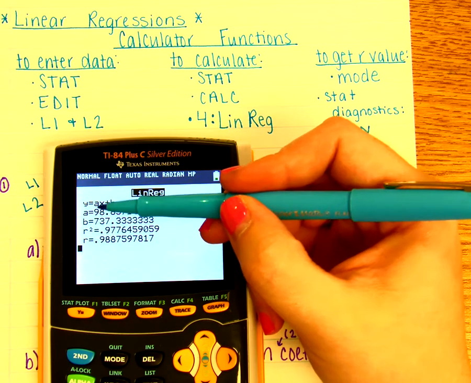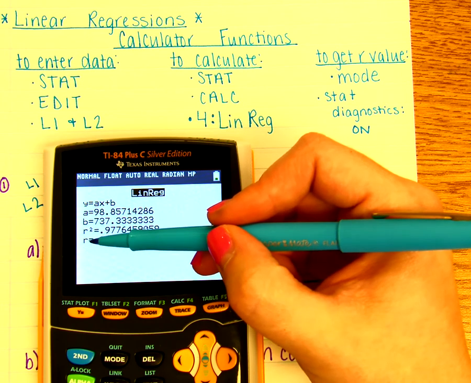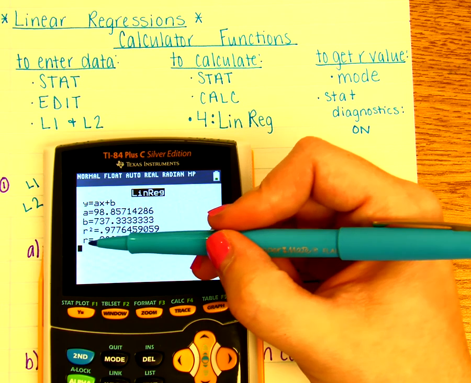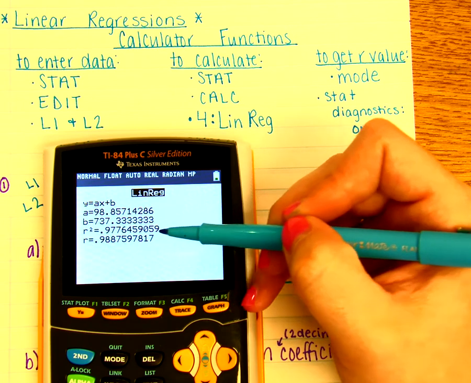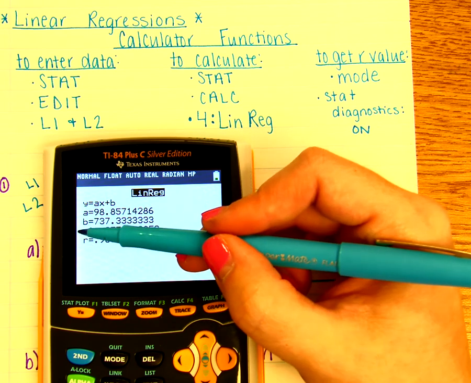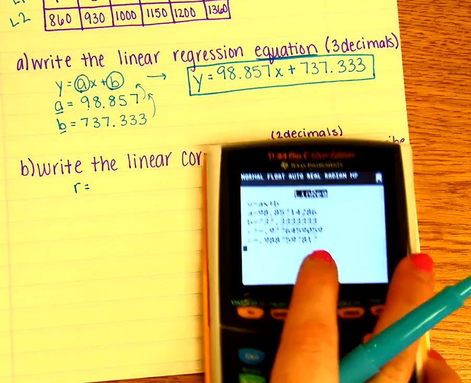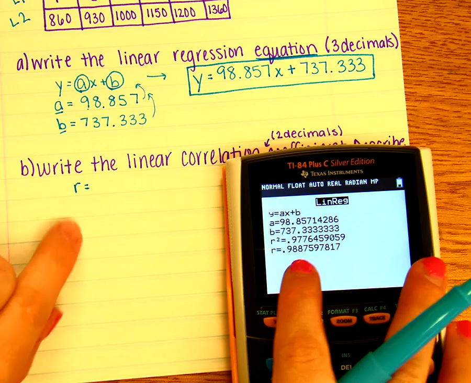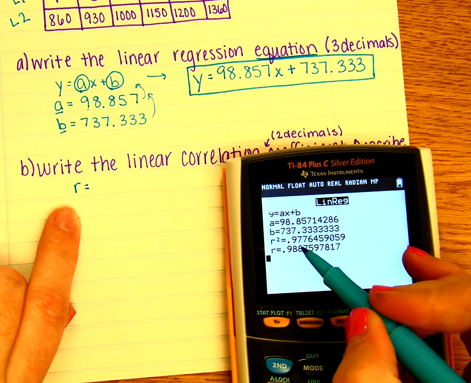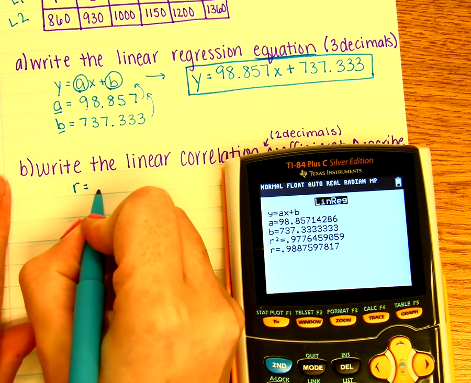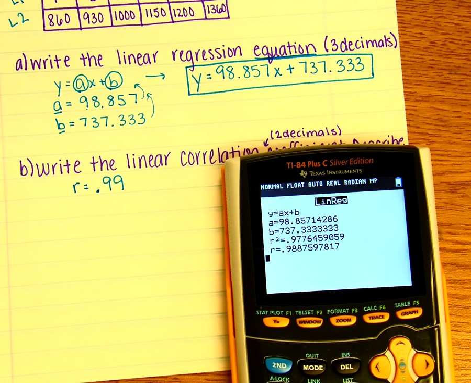And now this time, when your screen pops up, you're going to see an R squared and an R. In this class, we only use the R, so ignore that whole row for R squared. We are never going to use that R squared. So then down here where it says R, we want 2 decimal places. So 0.9, and that second 8 is going to round the first 8 up to a 9, and we get 0.99.